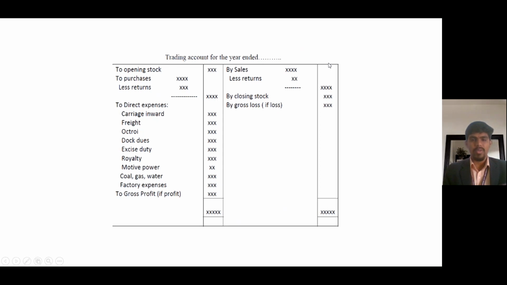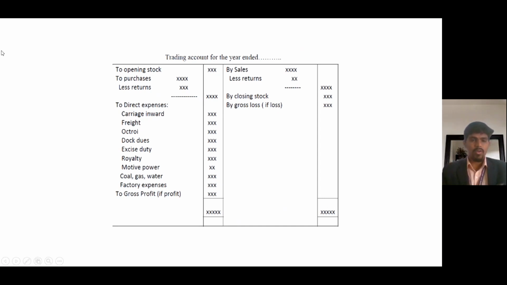First, the trading account will be started with 4 columns, the debit side and the credit side. Here we will have the particulars and the amount column, and again particulars and the amount column. The left hand side will be called the debit side and the right hand side will be called the credit side. Okay. Now, let us start with the trading account.